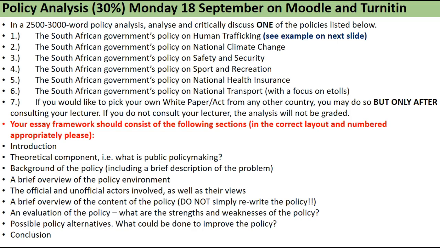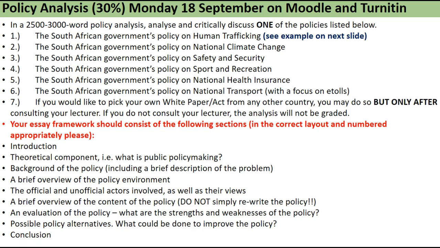The options are the South African government's policy on human trafficking, the South African government's policy on national climate change, safety and security, sport and recreation, national health insurance, national transport. Important here, there's a focus on e-tolls there. So it's important that you don't discuss all of national transport. If you select that one, the focus must be on e-tolls in particular.